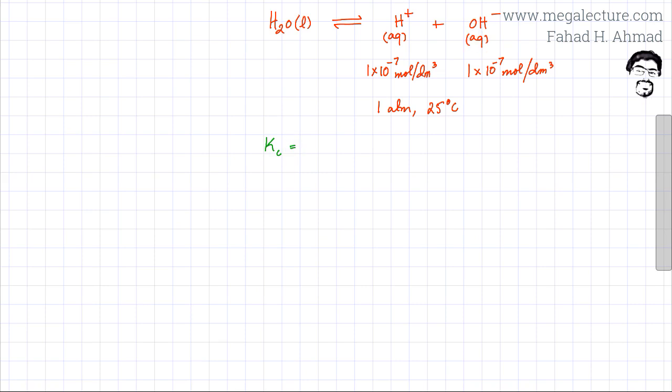Over here, my products are H plus 1 and OH minus 1. So it's going to be the concentration of H plus 1 into the concentration of OH minus 1. And I'm going to divide that by the concentration of my reactant, which in this case is water, H2O. So I'm going to divide that by the concentration of H2O.